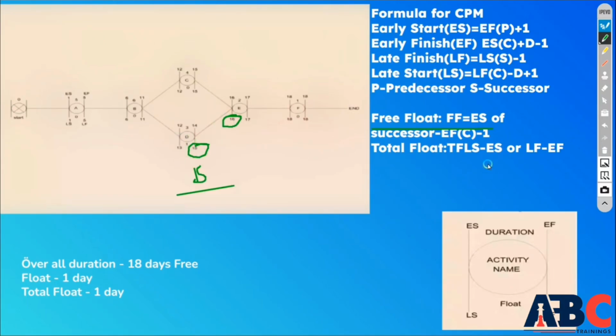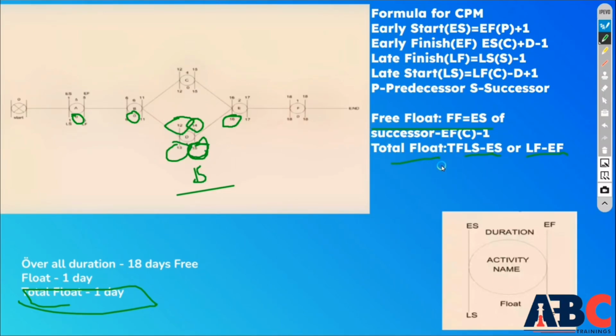And what is the formula of total float? That is LS minus ES or LF minus EF, which means late start minus early start, 13. 13 minus 2 or 15 minus 14. So what is the total float value? So you can calculate total float values in this way. In this calculation I have got a free float of 1 day.